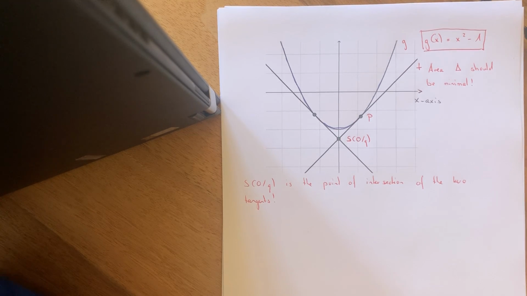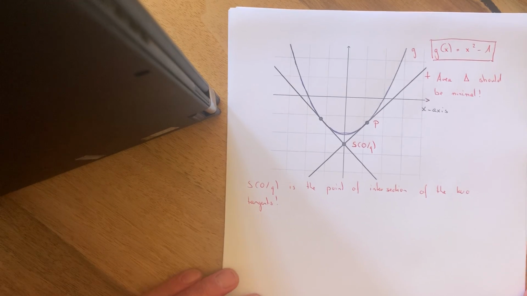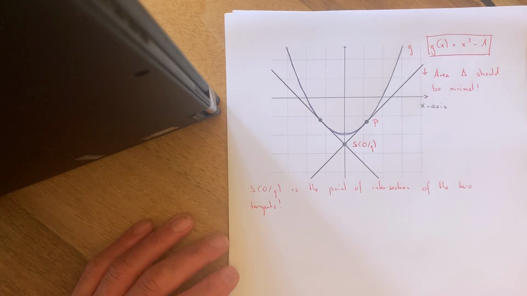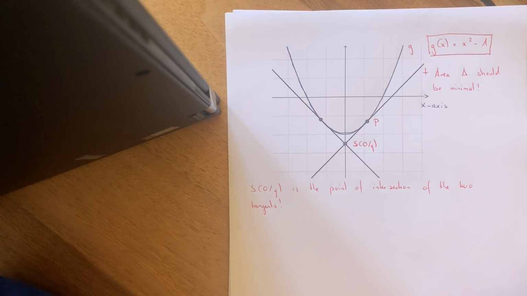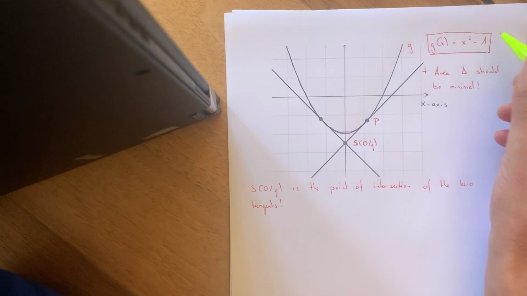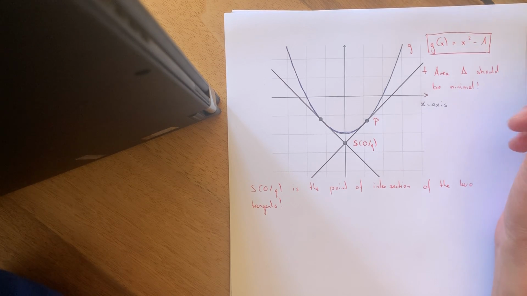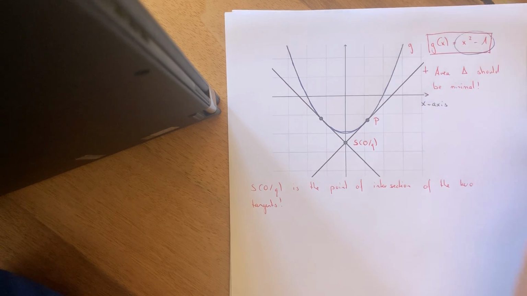So in this video I'm going to explain exercise 1D from the Matura exam from 2017, I suppose. So we are dealing with the following function. You see here the function equation. The function is defined by g of x equals x squared minus 1.